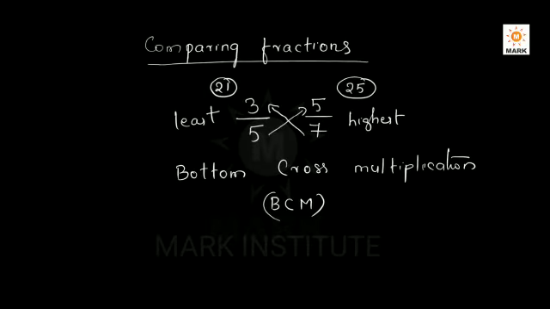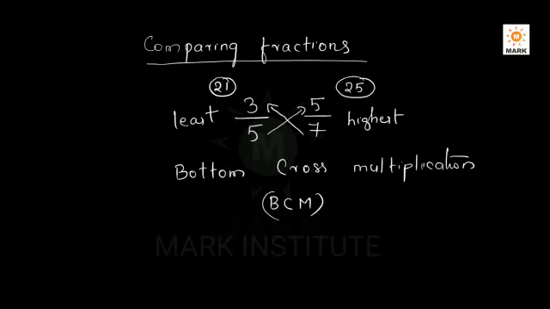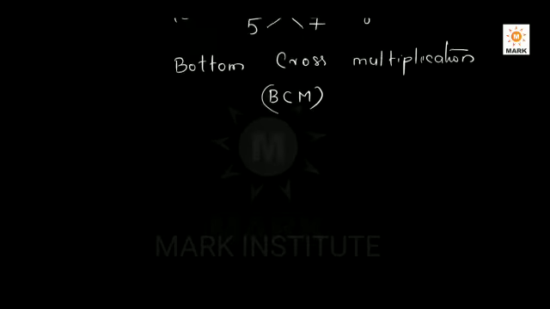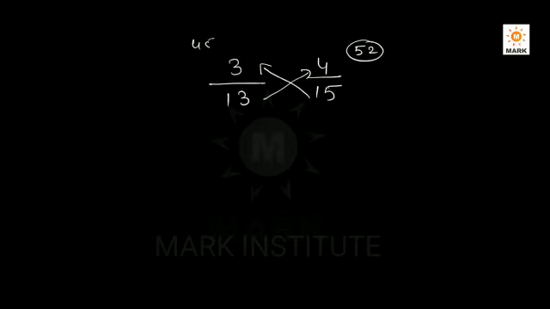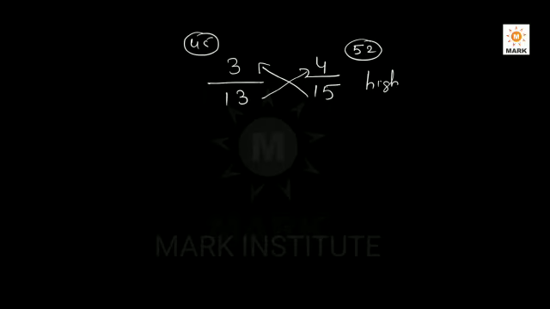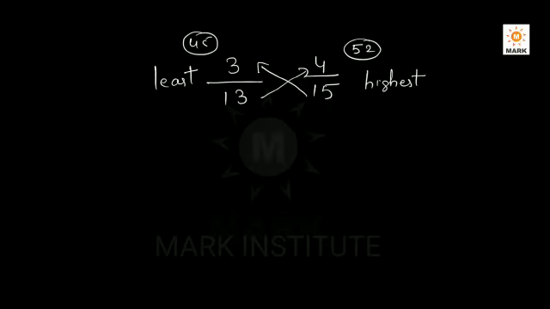This is how we decide the highest fraction and the least fraction by the bottom cross multiplication method. Let us take one more example. Suppose there are two fractions, 3 by 13 and 4 by 15. 13 fours are 52 and 15 threes are 45. Since 4 by 15 corresponds to the highest number on the side of 52, 4 by 15 will be the highest fraction and 3 by 13 will be the least fraction.